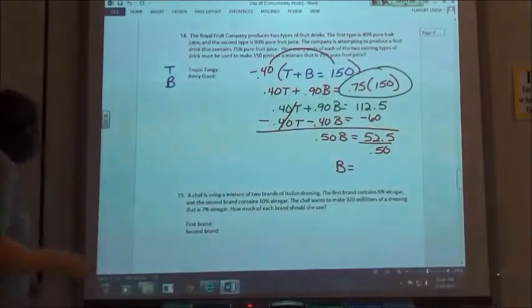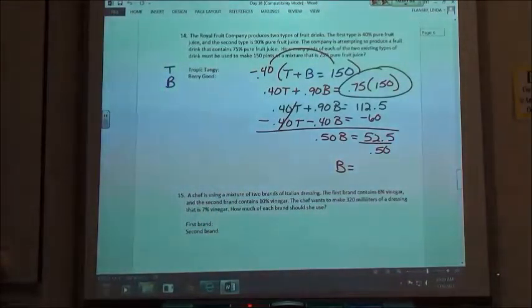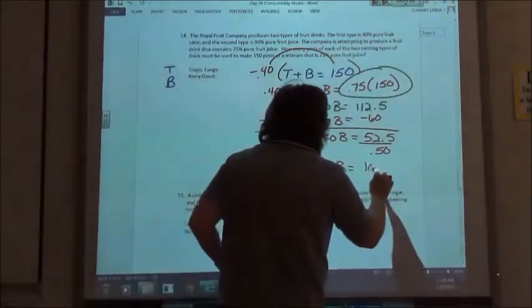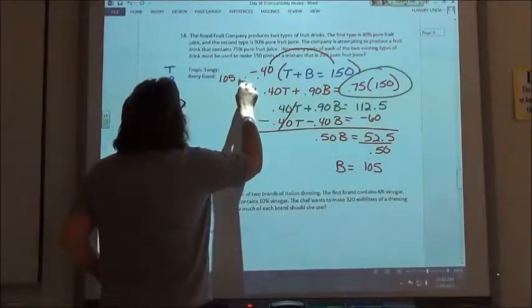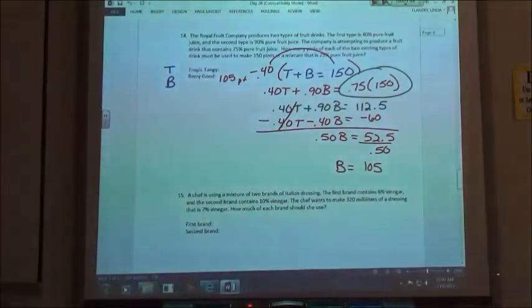And again, the calculators are active on word problems. I suggest you use your calculator just so you don't make a silly mistake on calculations. But if I take 52.5 and divide it by 50%, I get 105. So I have 105 pints of berry good.